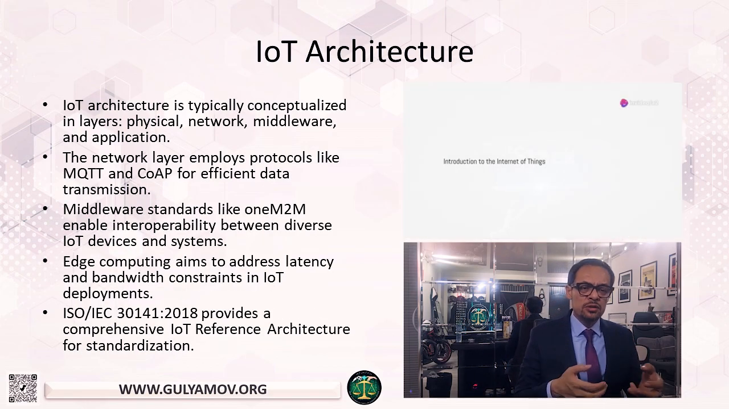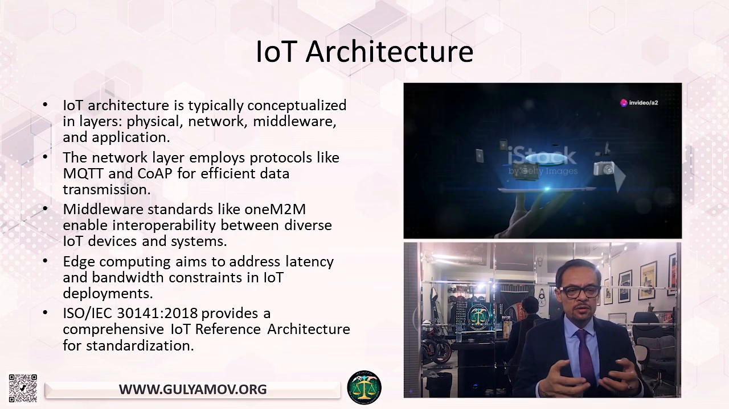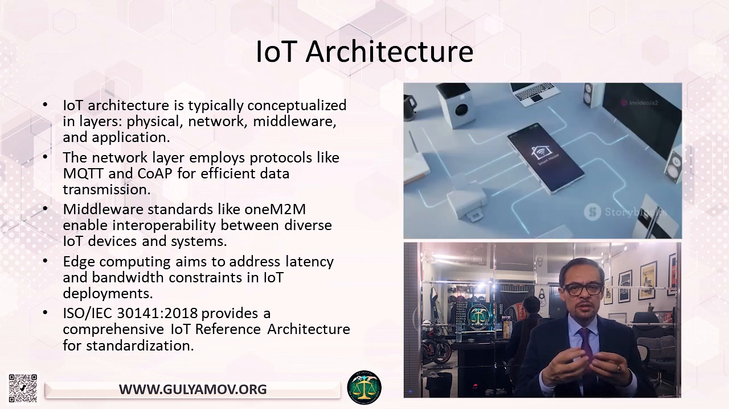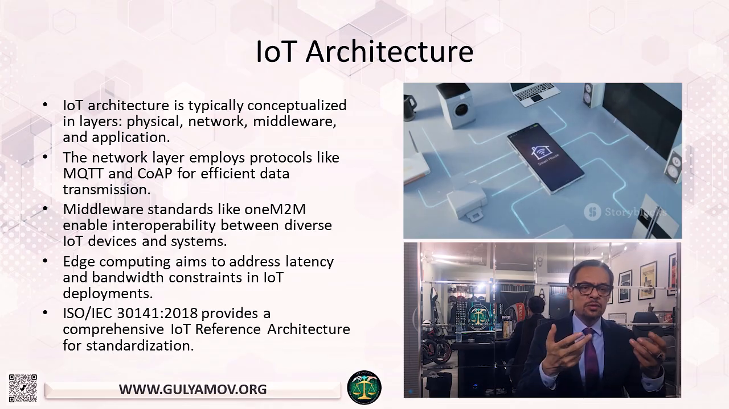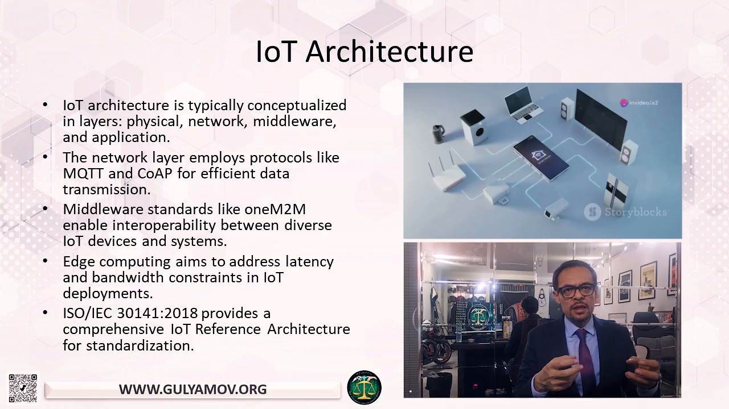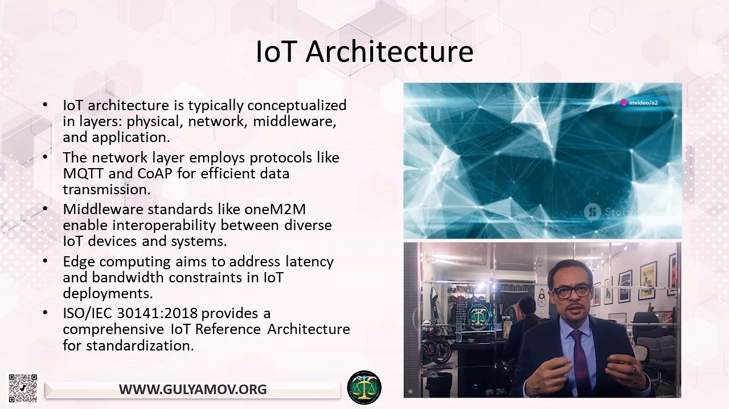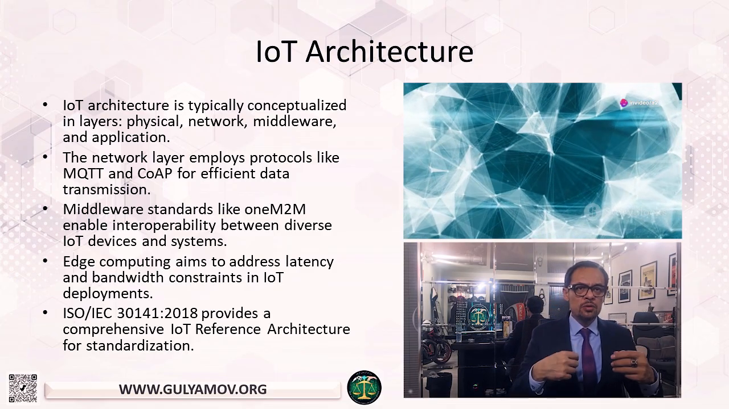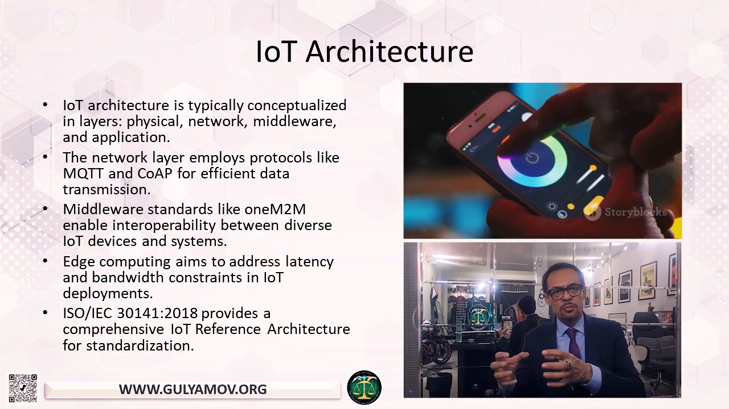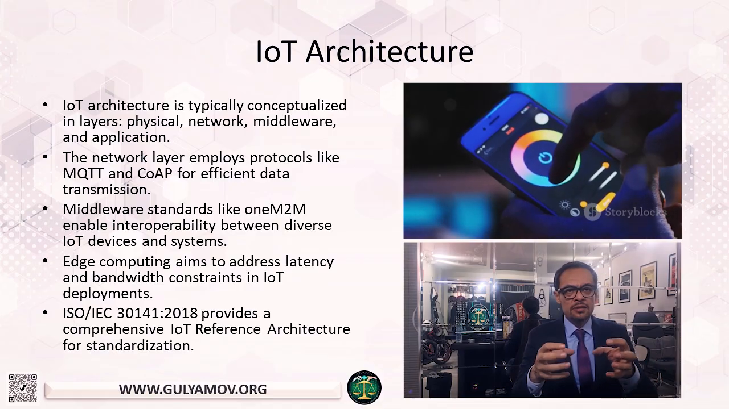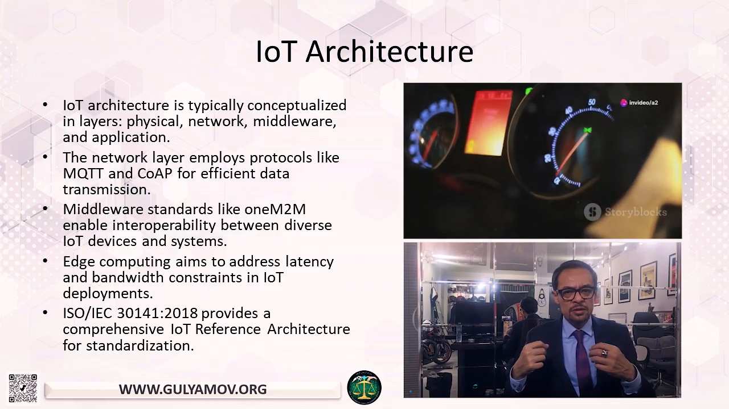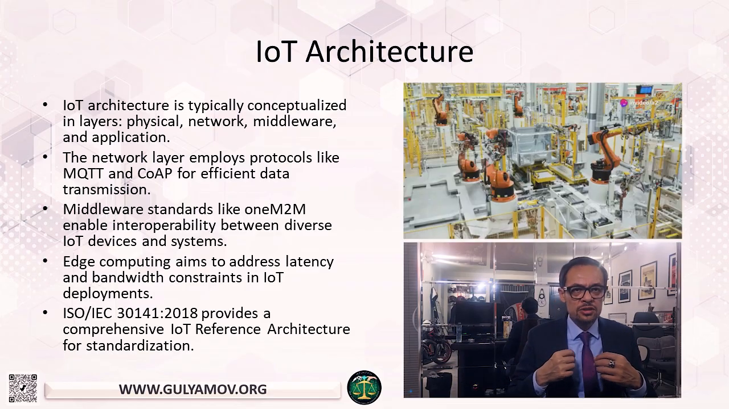IoT architecture. The architecture of IoT, as illustrated on our slide, is a marvel of layered complexity. From the physical layer, where sensors interact with the tangible world, to the application layer, where data transforms into actionable insights, each stratum plays a crucial role. The network layer, employing protocols like MQTT and CoAP, forms the communication backbone of this ecosystem. Middleware standards, exemplified by oneM2M, tackle the Herculean task of enabling interoperability between diverse IoT devices and systems.